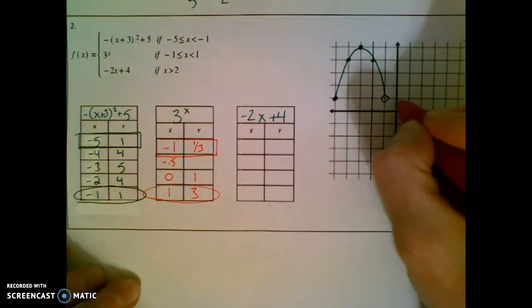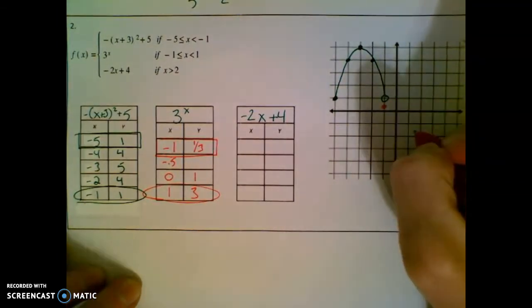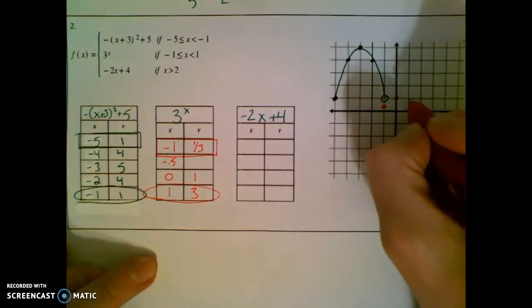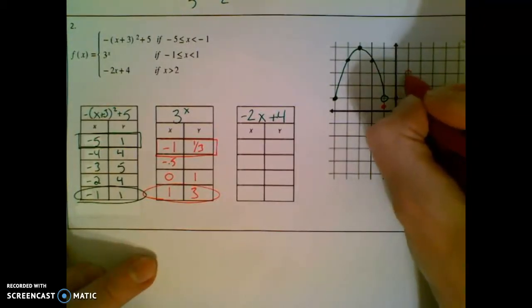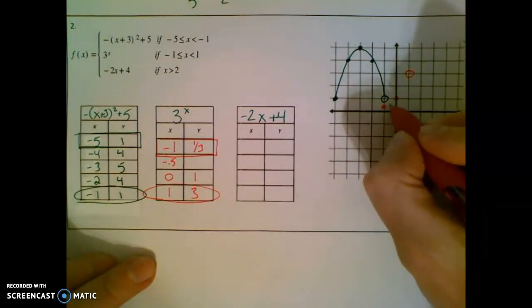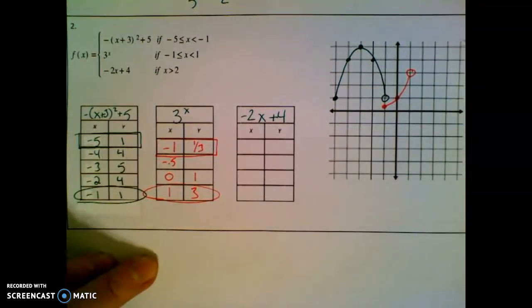So -1, 1/3 is going to be here, closed circle, 0, 1, and 1, 3. 1, 2, 3, open circle. It's a little small section, but it doesn't matter. And if I did the other number, it'd be in here somewhere. Okay, so no arrows, just going from this portion to that portion.